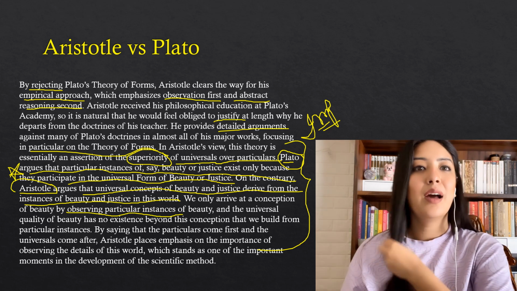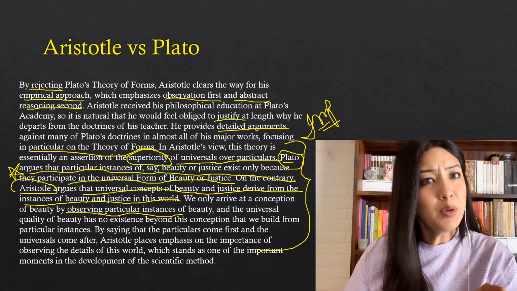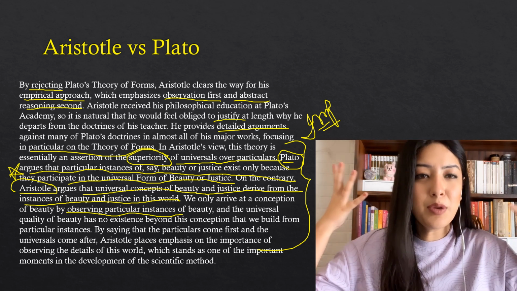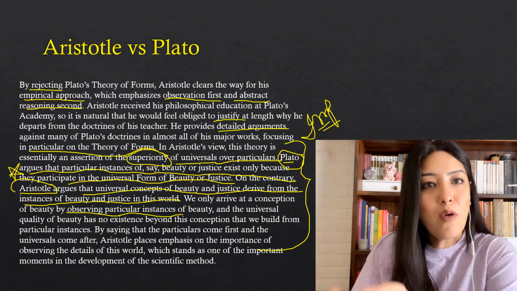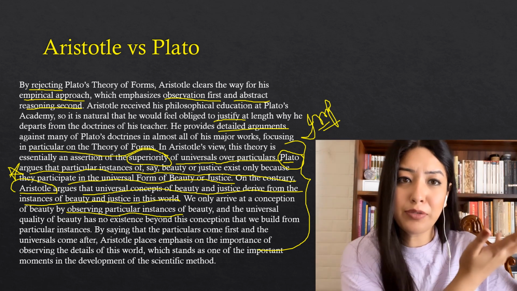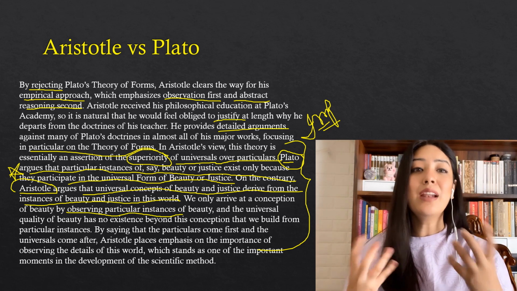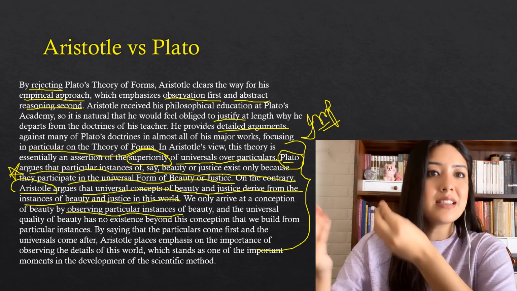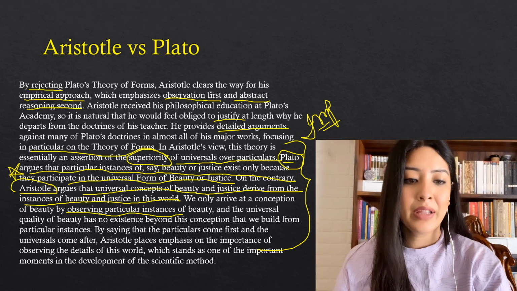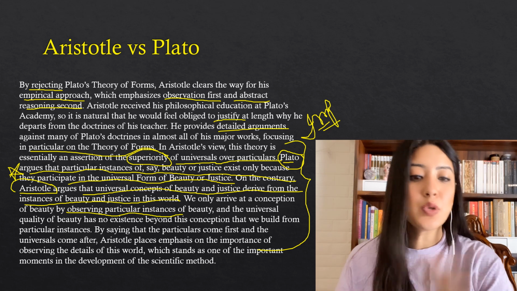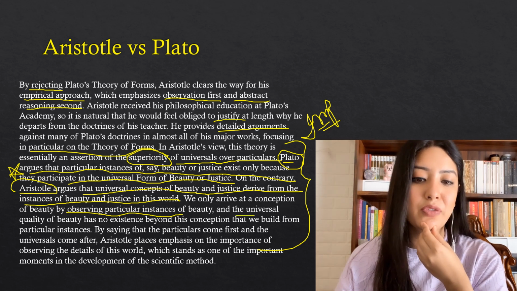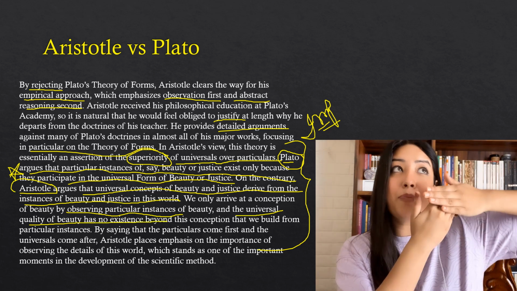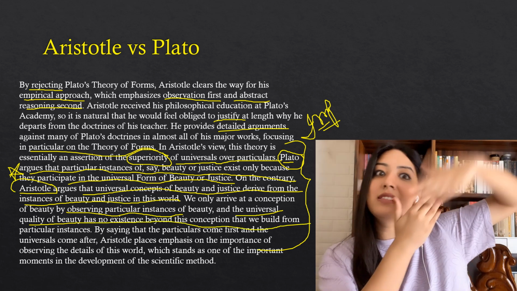Instances like a mother feeding a child is beautiful. A father carrying a daughter on the shoulder is beautiful. A rose is beautiful. Sunsets are beautiful. We look at these instances and then we say that it's beautiful. The idea of beauty is derived from these instances that we see around us. And the universal quality of beauty has no existence beyond this conception that we build from particular instances. The universal quality of beauty does not exist apart from this material world. It does not exist elsewhere.